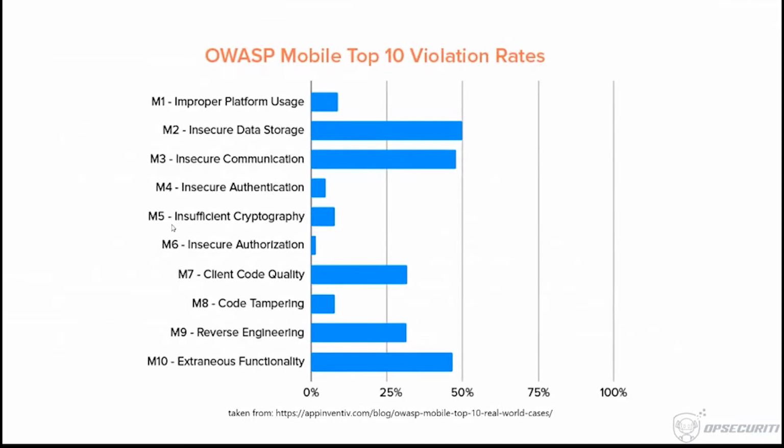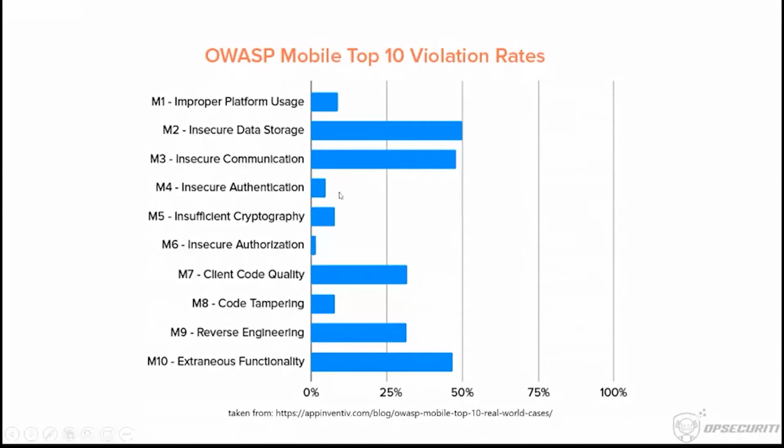So yeah, these are some statistics of the violation rates. I think this was taken a few years back. Yeah, reverse engineering is still at the top, and I would say insecure authorization or authentication does happen a lot more recently as well.